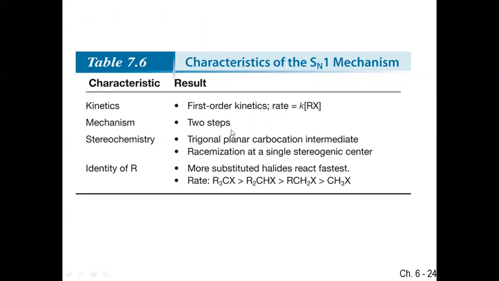The order is first order kinetics. Rate is dependent on the concentration of the alkyl halide only. The mechanism is of two steps. A trigonal planar carbocationic intermediate is observed. Racemization at the single stereogenic center is observed as the stereochemistry. More substituted halides react fastest. Here we can see the rate of reaction. This is about SN1. Now we'll go to SN2.